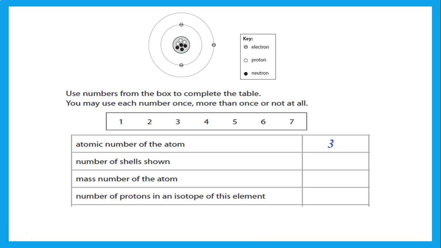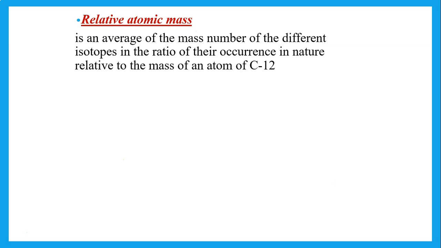What is the number of shells? How many shells do we have? Well, we have 2 shells that are shown. What is the mass number of the atom? How do I get mass number? We said the mass number is number of protons plus neutrons, so the number of everything inside the nucleus. I have 4 neutrons and 3 protons, so my mass number is 7. Then he's saying what's the number of protons in an isotope of this element. We said isotopes would have the same number of protons. So if this one has 3 protons, then the isotope would also have 3 protons.